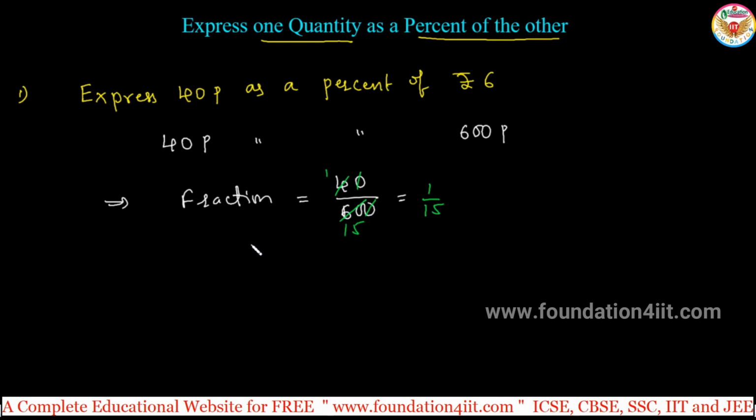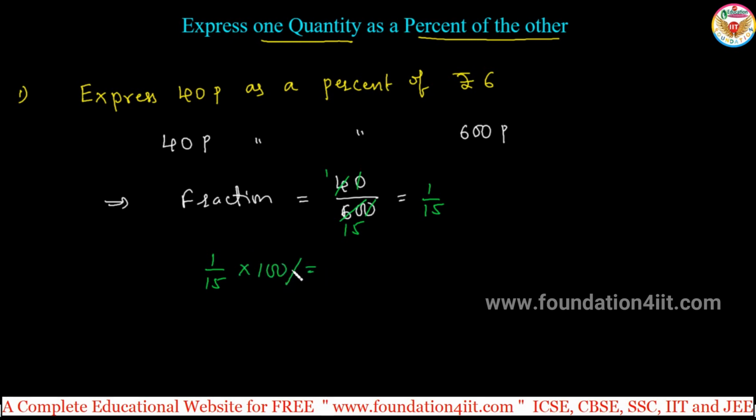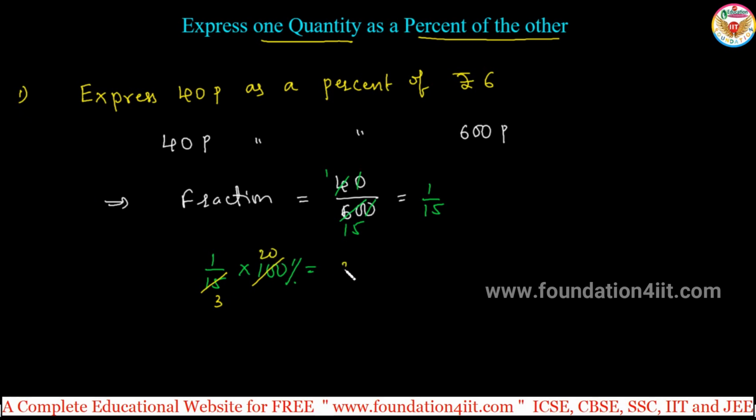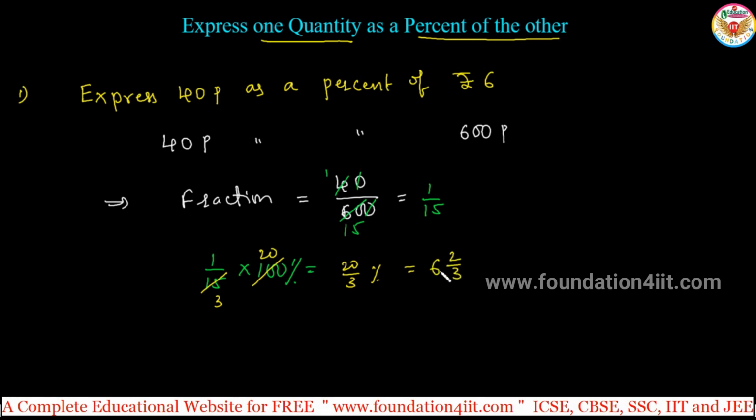To convert the fraction into percentage, you just multiply with 100. So 1 by 15 into 100. To convert this into percentage, keep the percentage symbol. Now simplify more: 5 into 100, 5 threes are 15, 5 twenties are 100, so 20 divided by 3 percentage, or 6 2 by 3: 6 threes are 18, plus 2 is 20. So convert into mixed fraction. 40 paisa as a percentage of rupees 6 is 6 2 by 3 percentage, right?